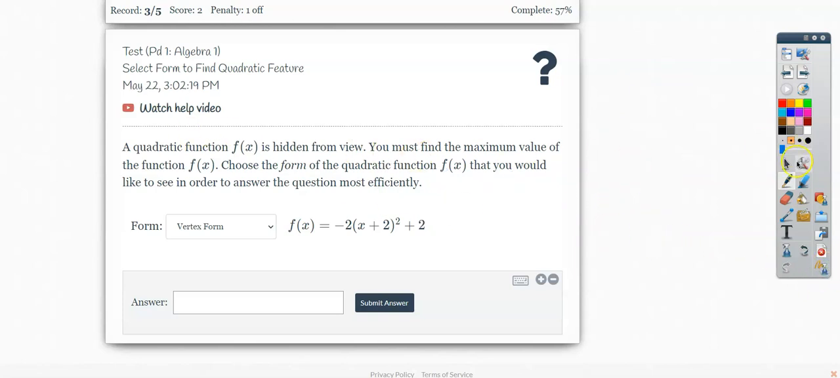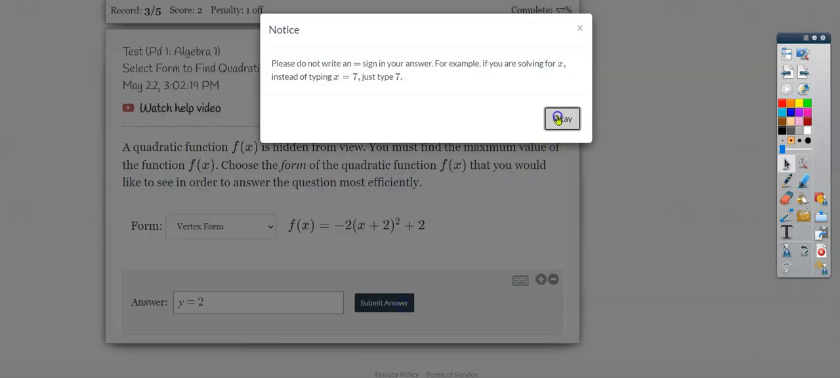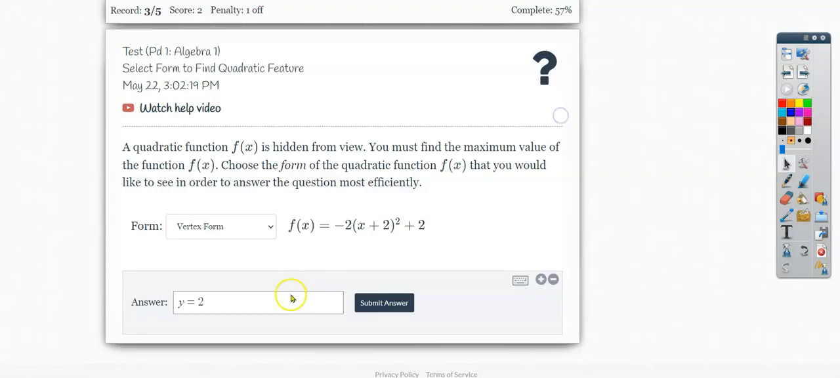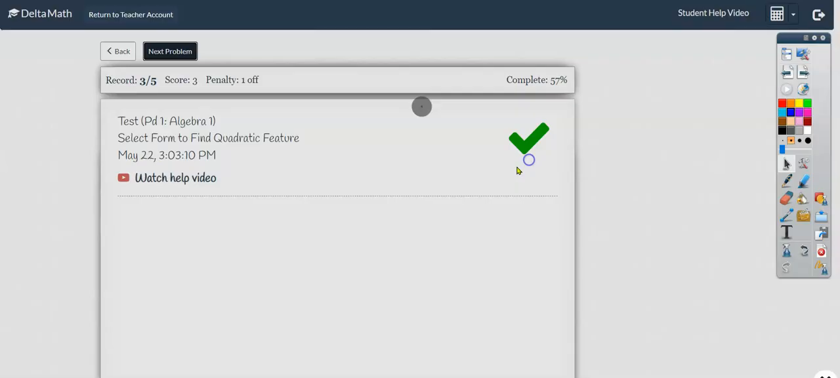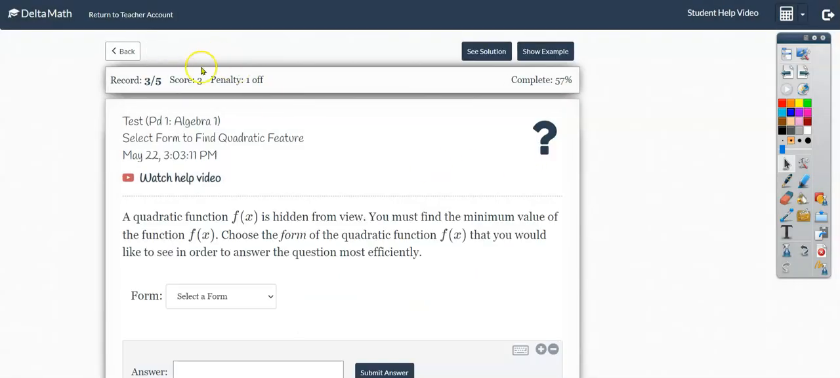They want us to choose the form of, how do they want us to write our answer? It doesn't say. I'm going to say the answer is y equals 2. Let's see if they like that format. Oh, whoops, what did it say? Please do not write an equal sign. Okay, just type the number. Okay, the number is 2. Excellent.